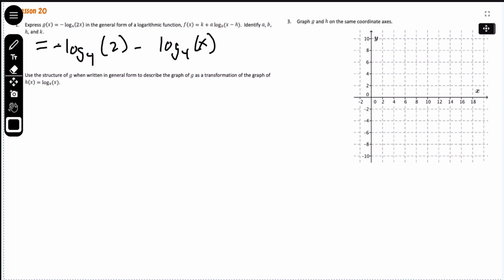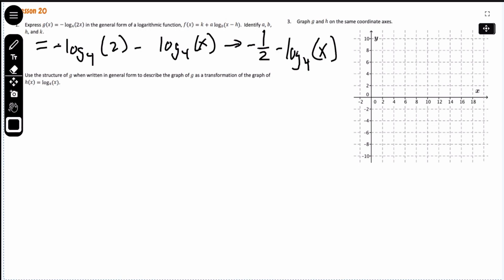All right, so let's go ahead and do log base 4 of 2. To what power of 4 is 2? That would have to be the square root, because the square root of 4 gives us 2. So now that's going to equal a negative 1/2. And there's nothing we can do with that log, so let's just write log 4x. And that's it.